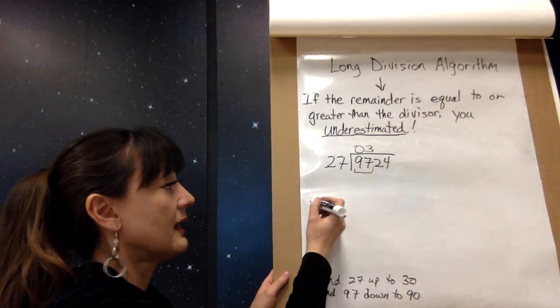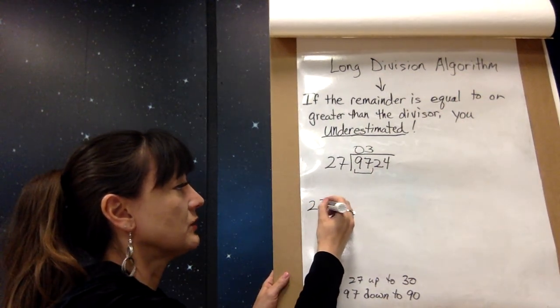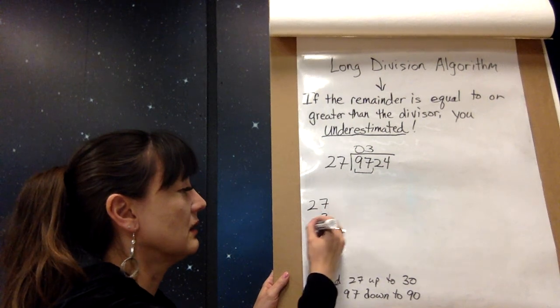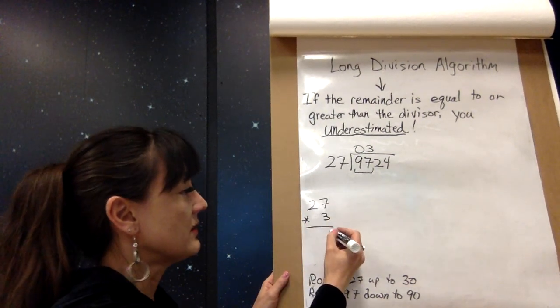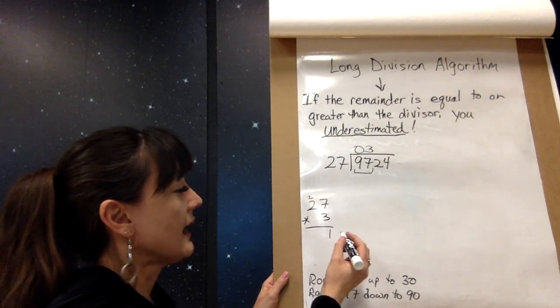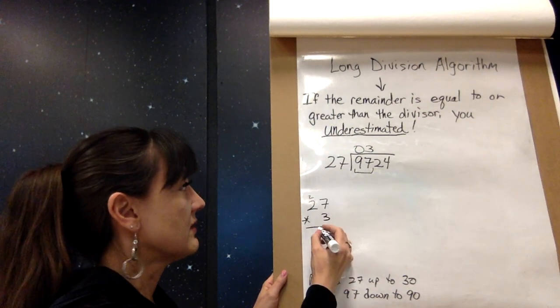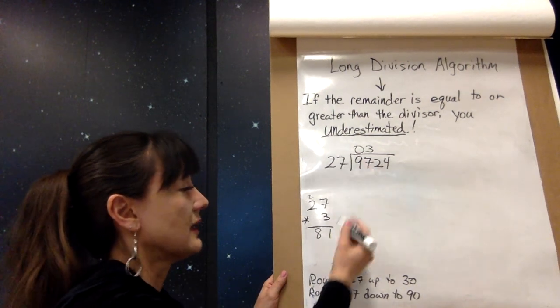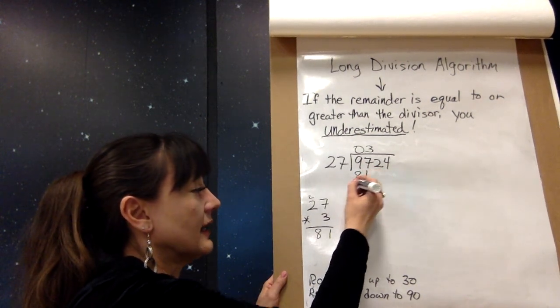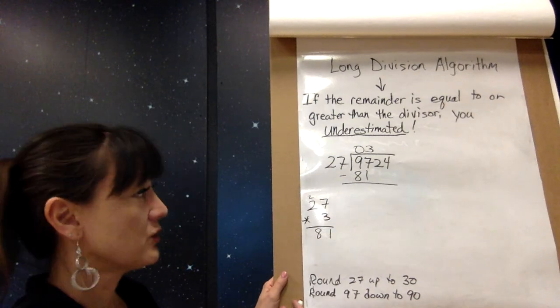And so let's go ahead and multiply. So 27 times 3. This is on my separate scratch paper. So 3 times 7 is 21. And 3 times 2 is 6, 7, 8. And let me go ahead and write that in there. And so the answer is 81. So I'll go ahead and write 81 in there, and I'll subtract.